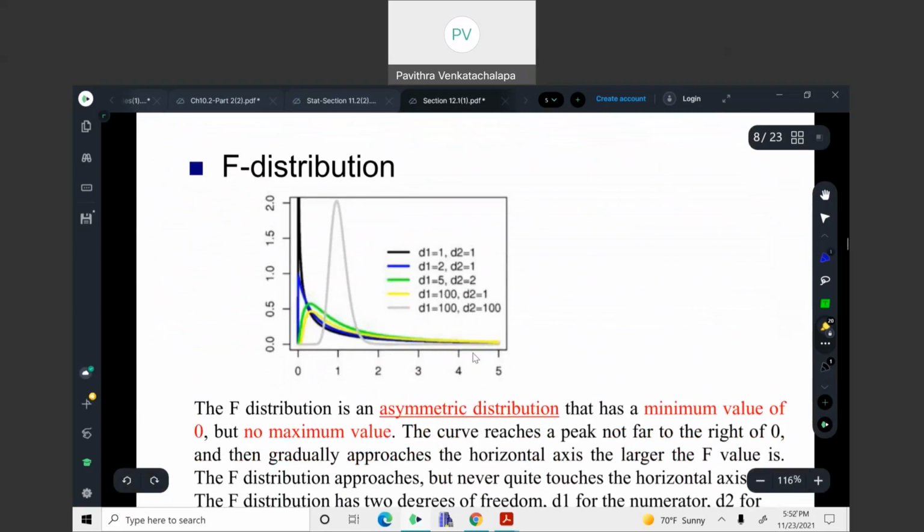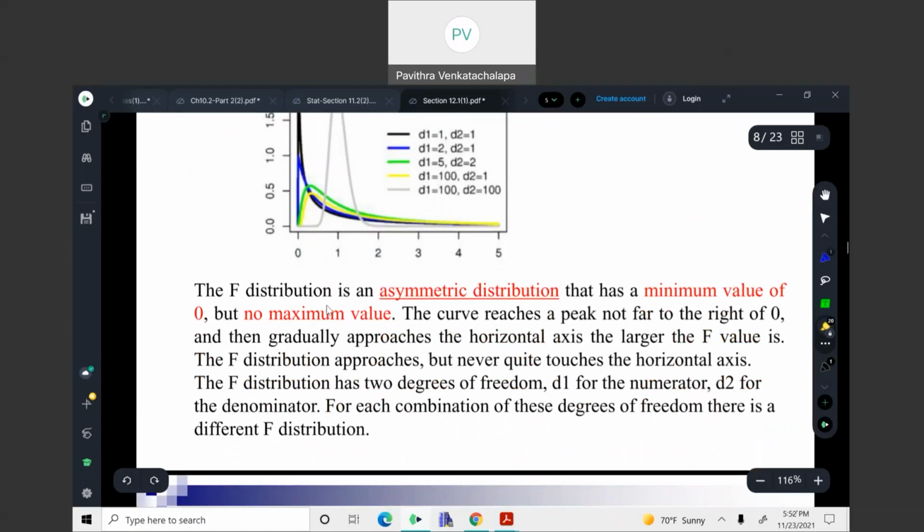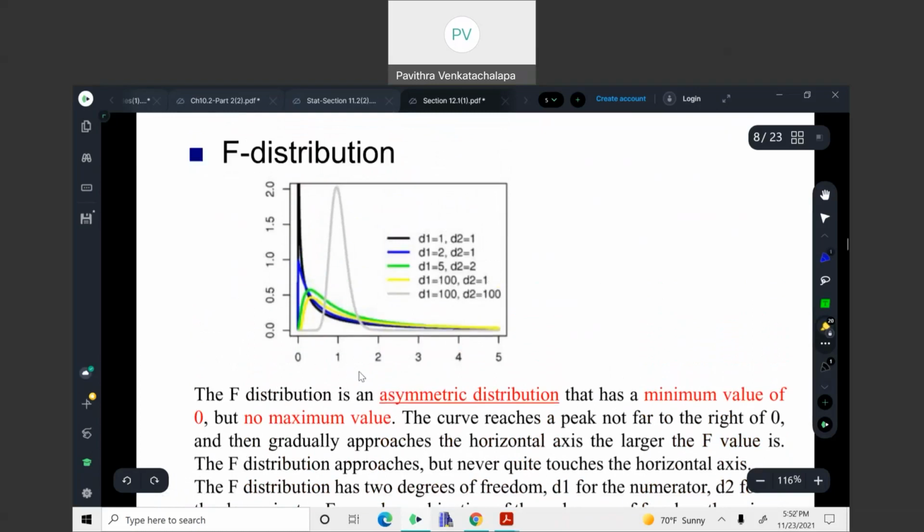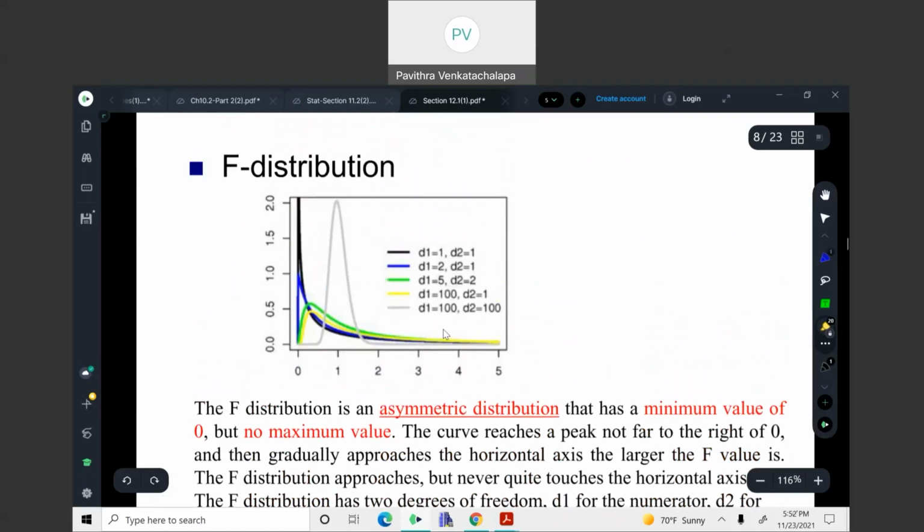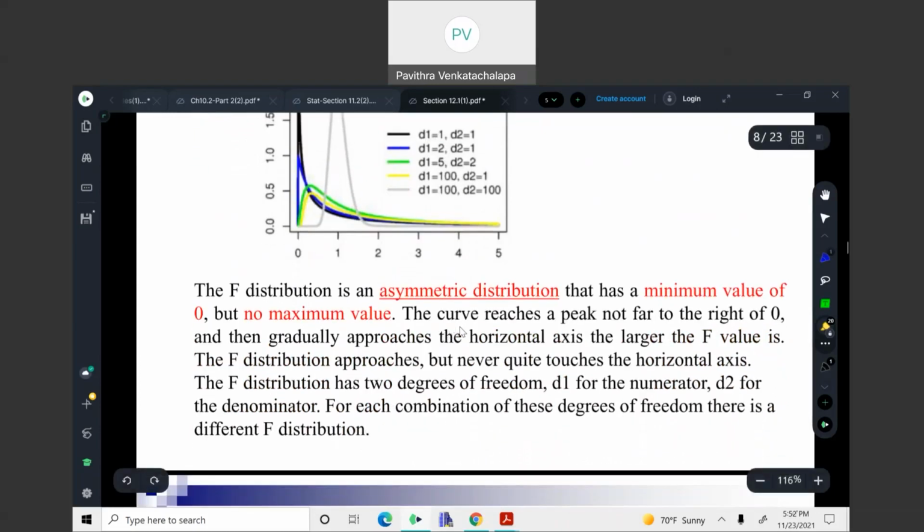Now this is an example of the F distribution when you have D1 and D2 the same, when D1 is greater than D2, and again when D1 and D2 are the same. You can see that when D1 and D2 are the same, you get the same distribution. Now the F distribution is an asymmetric distribution. That means it will not be the same on either side like we saw in the normal distribution. It has a minimum value of 0, like I said, but it doesn't have a maximum value. The minimum value will always be 0 for the F distribution.